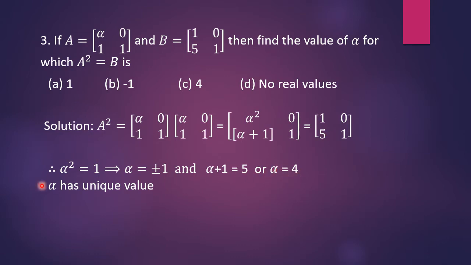So for this alpha, only one value here. That should be unique, it cannot be 2 here. But here we got alpha is equal to plus or minus 1 and alpha is equal to 4. So our conclusion is there are no real values, that is, there is no particular unique value because alpha is unique here. But we got 1, -1 and 4. So the first 3 will not be the option. Therefore, we choose that D will be the option. Okay, so that is the option here.